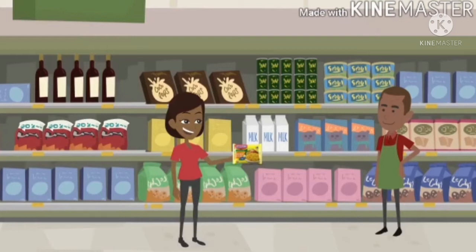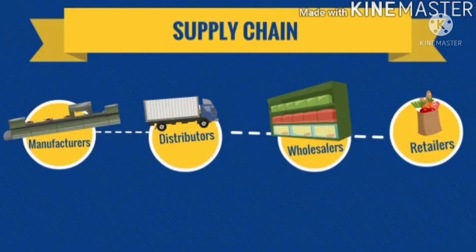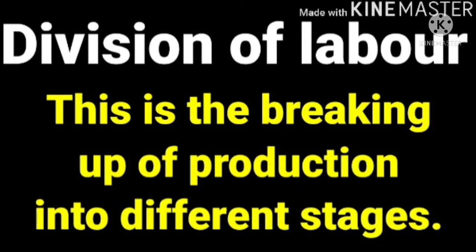Now, as the business owner, the wholesaler sells to the retailers, who sell in the supermarket. So as a business owner, you should know the kind of supply chain you'll be involved with and equip yourself financially. Now let's look at division of labor.